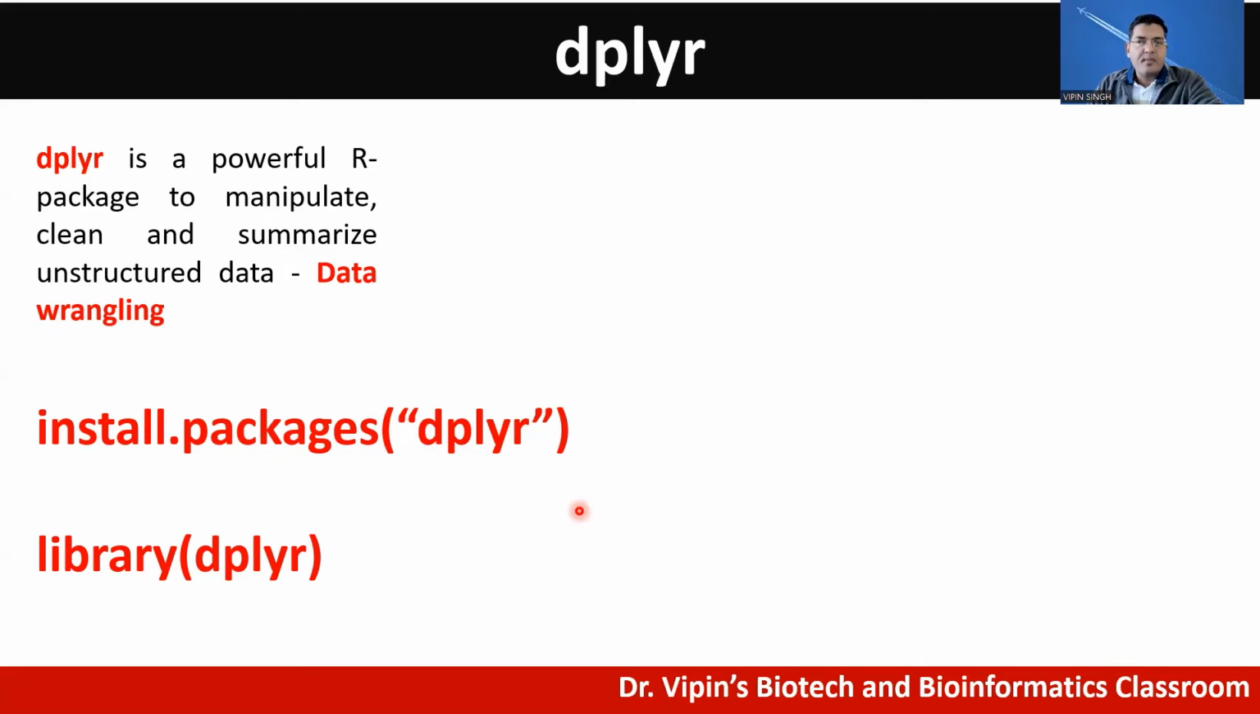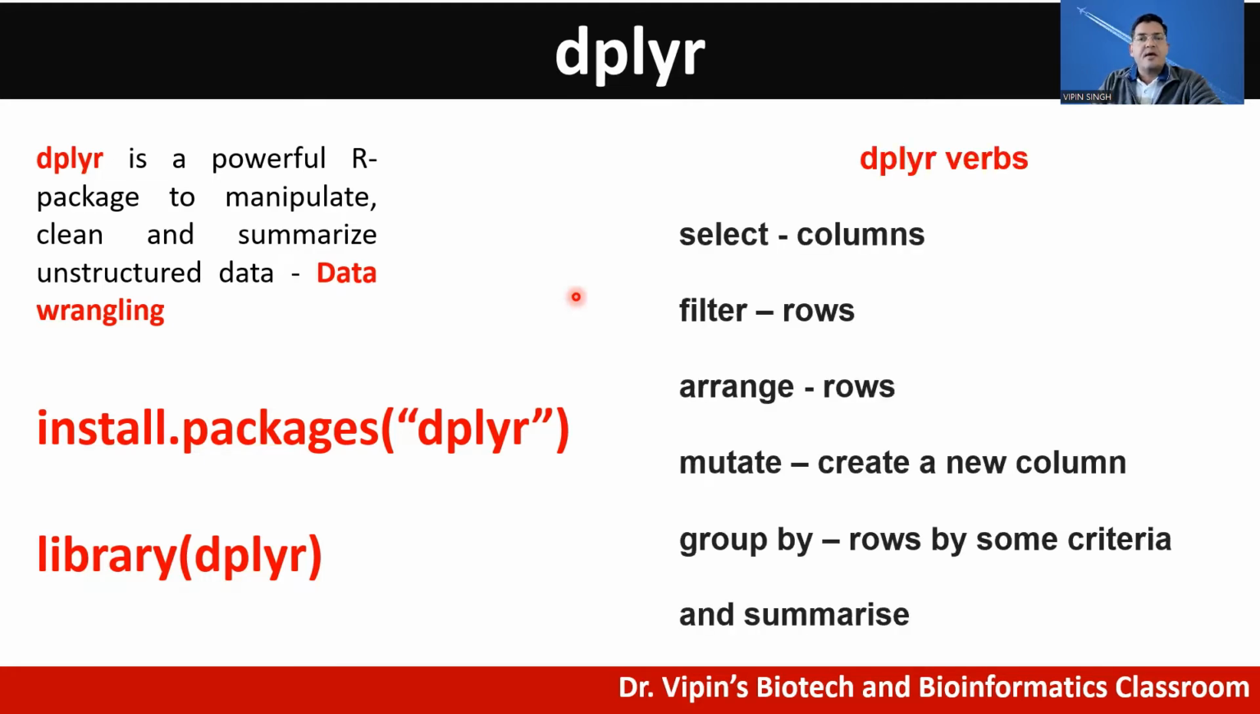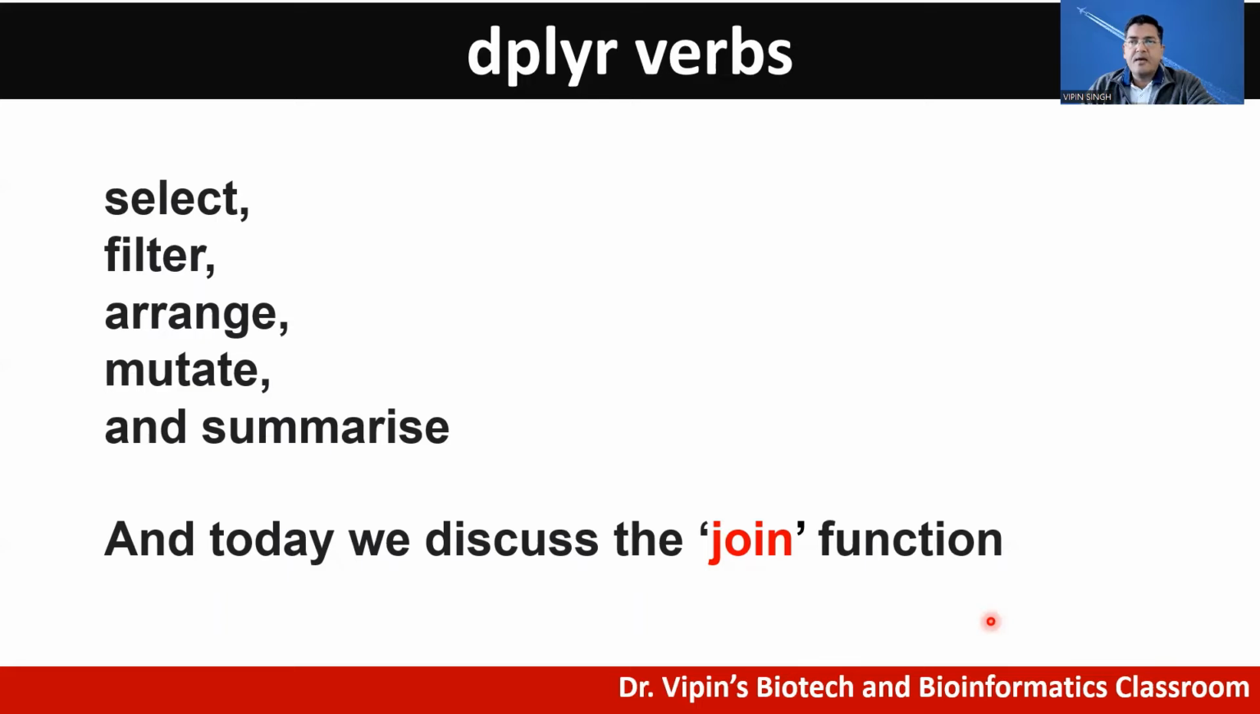But whenever you want to use a library in your program, you have to invoke it or call it into the program. And the command for doing that is you give the keyword library and in round brackets, the library name. In this case, again, this is dplyr, right? And I'm sure you would also remember from the previous lecture that we discussed about the dplyr verbs, like select, filter, arrange, mutate, group by, and summarize. So join basically is used to combine two data frames together based on a certain criteria. And depending on what criteria you use, there are several join functions that we're going to discuss today.